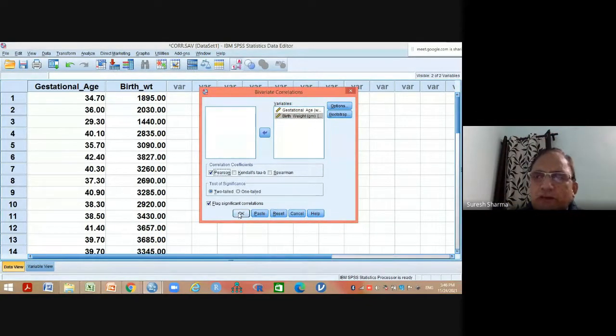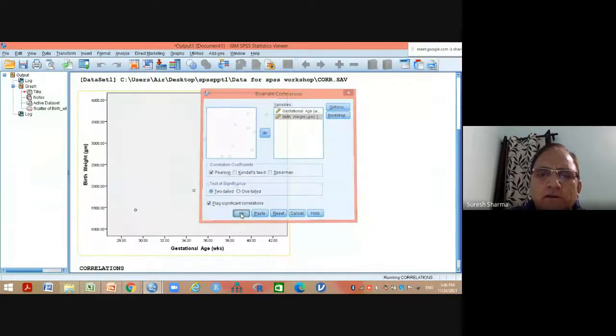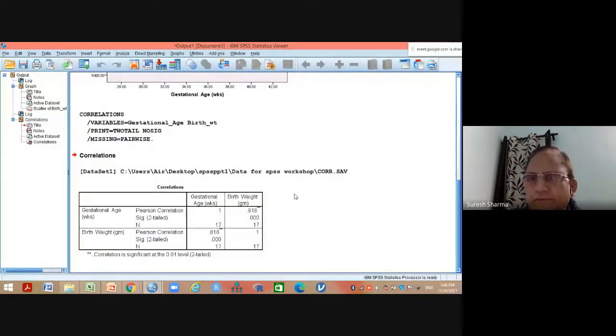SPSS will give you an output, which will be in the form of a matrix. And I will tell you how to read this matrix. So press OK, and this is the correlation matrix. What is this correlation matrix? Gestational age, again gestational age. Birth weight, again birth weight.